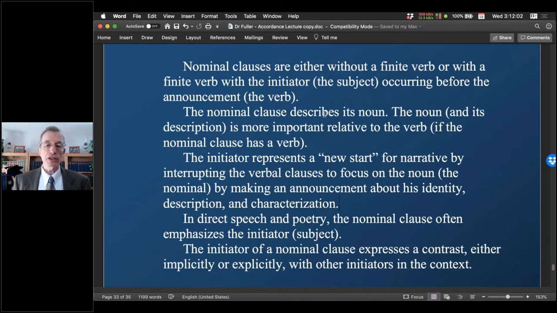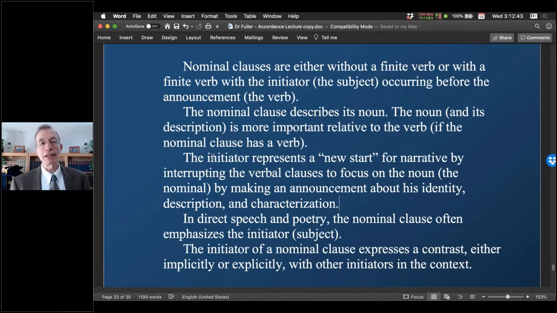The nominal clause describes its noun. So it's about description, okay? That's what nominal clauses are about. The verbal clause is about action or state. Nominal clauses are all about description of their noun, of their nominal, if you please. The noun and its description is more important relative to the verb, if the nominal clause has a verb, of course. Now, again, we're not saying the verb is not important, but in a nominal clause, the noun, its description, its development, its characterization, all those things are what's really in focus, okay?